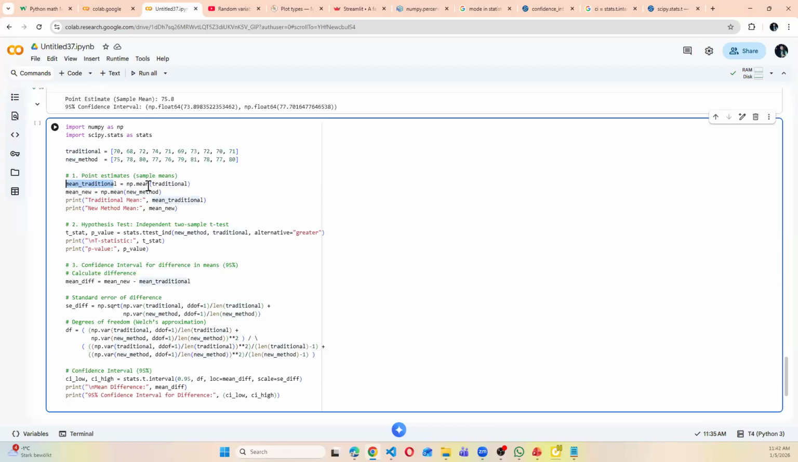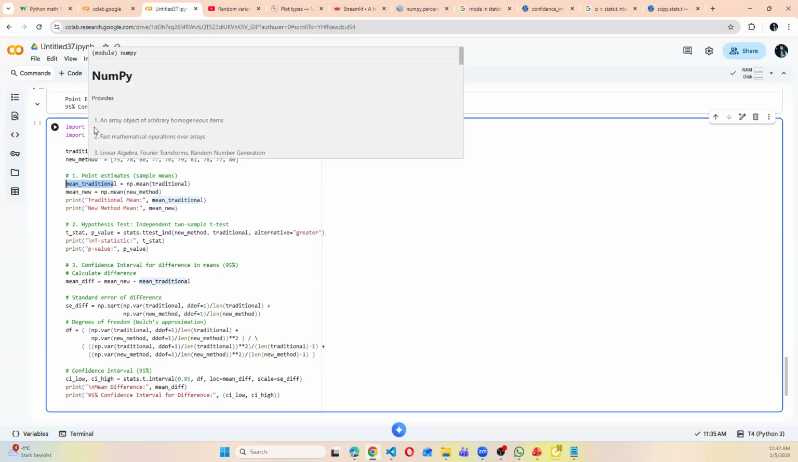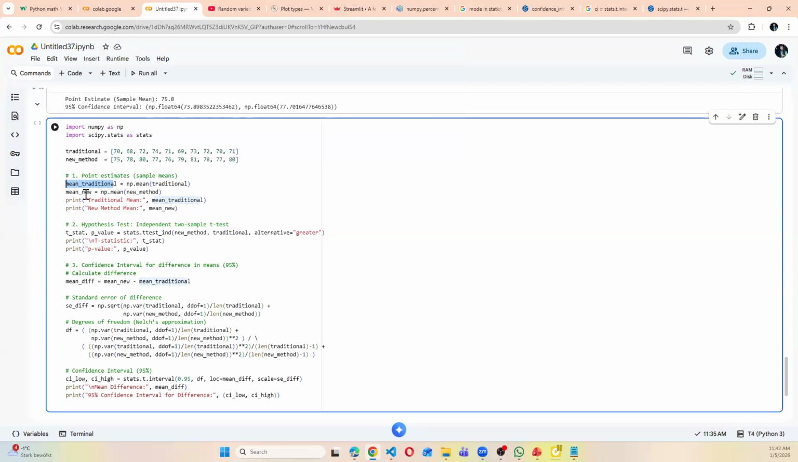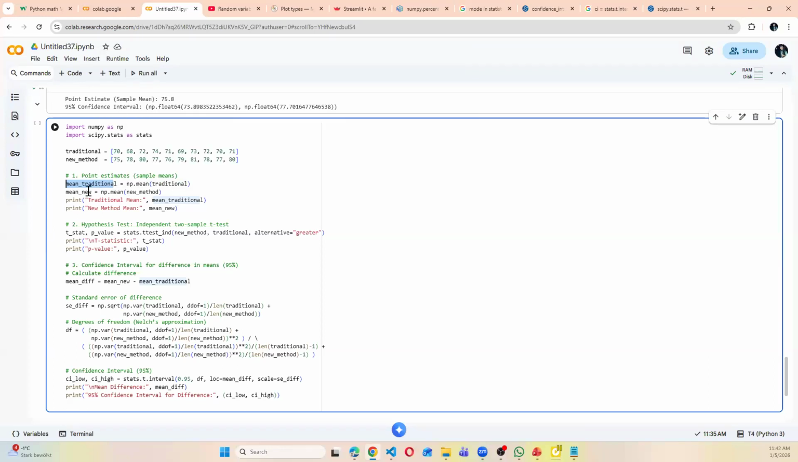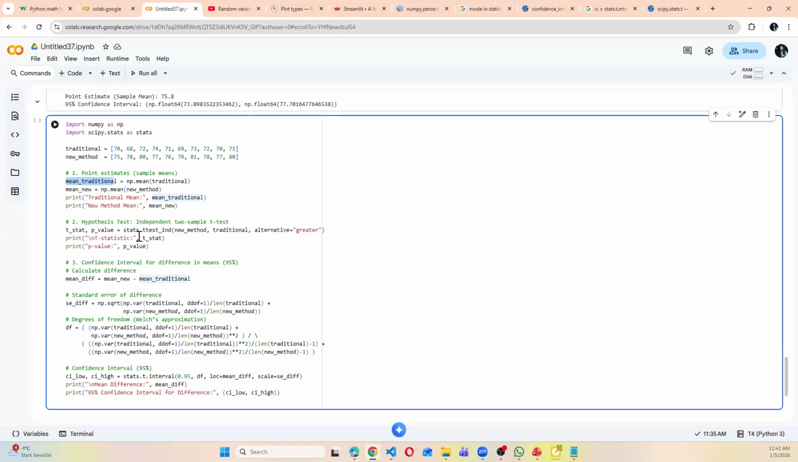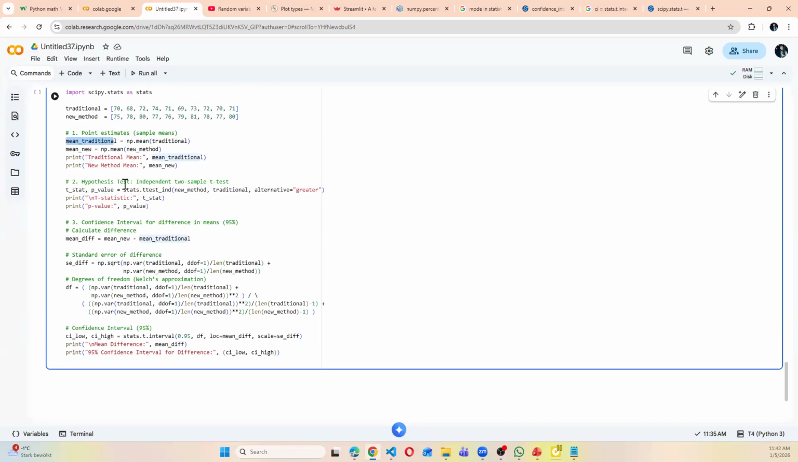It's np.mean, because we have used the NumPy library from this module. Then for the mean of the new one, we have np.mean of the new method. So we just find the mean of our two data sets. Then we print this using the print function. Now we are using a hypothesis test.